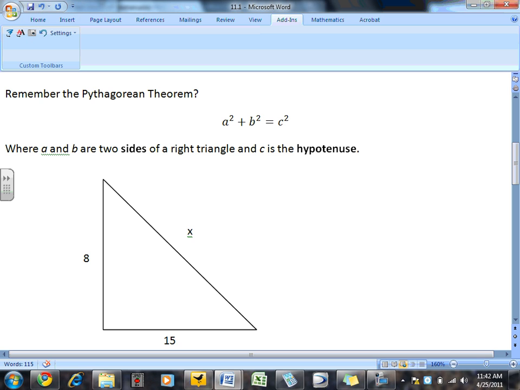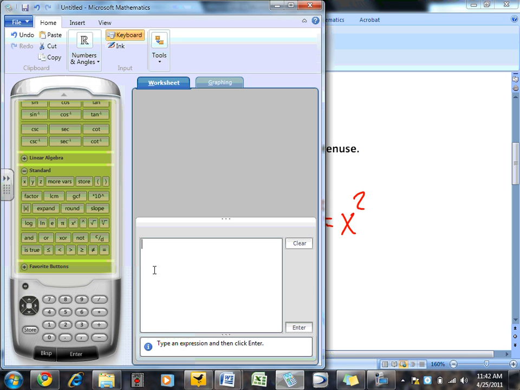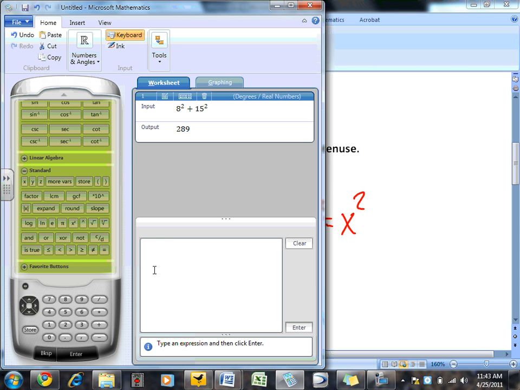All right? So in order to solve this, the hypotenuse is always opposite the 90-degree angle, so we know x is going to be our c here. So we're going to have 8 squared plus 15 squared equals x squared. And that's pretty simple. We can just type that into our calculator and figure that out real fast. So 8 squared plus 15 squared, and we get 289.